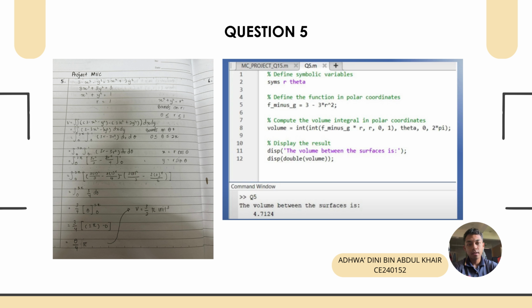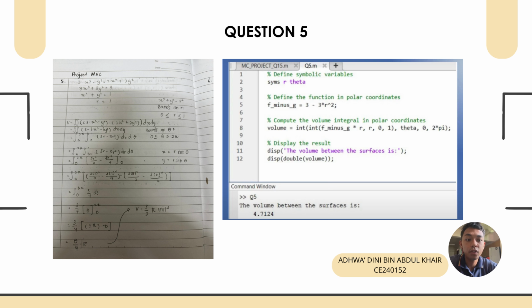Step 4, set up the limits. r from 0 to 1, theta from 0 to 2 pi. Step 5, compute the integral. Thus the volume is V equals 3 over 2 pi cubic units.